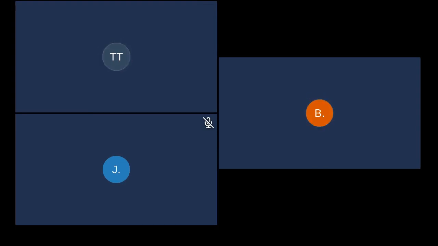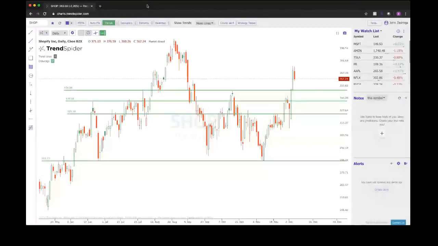Is TrendSpider going to compete directly with any platform? Any platform that has charting capabilities will somehow be a competitor, but we really want to be our own platform and have our own innovative ways of doing things. So we're always going to have a bit of a difference from any other company out there.